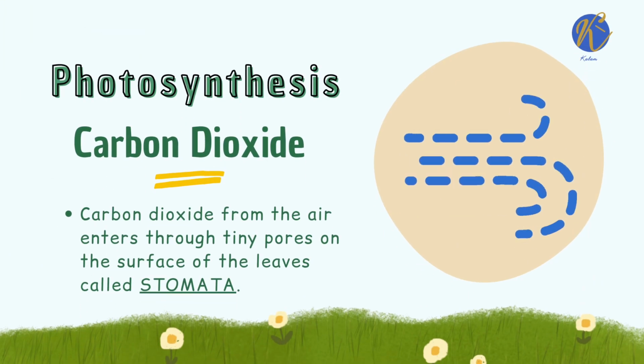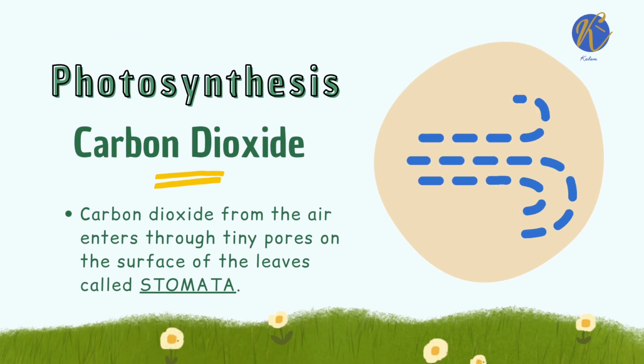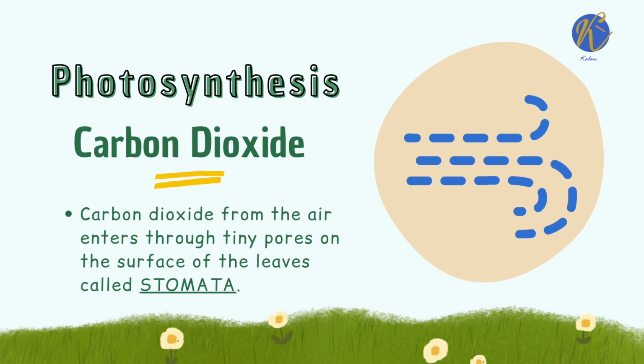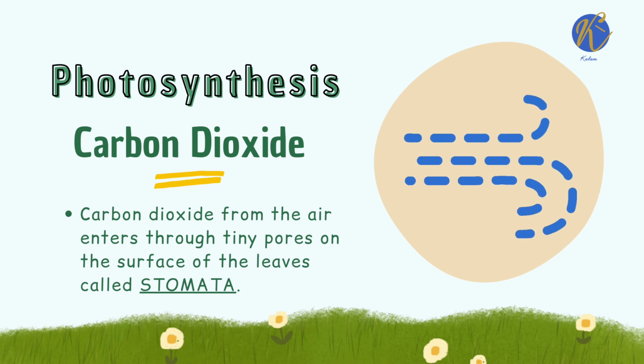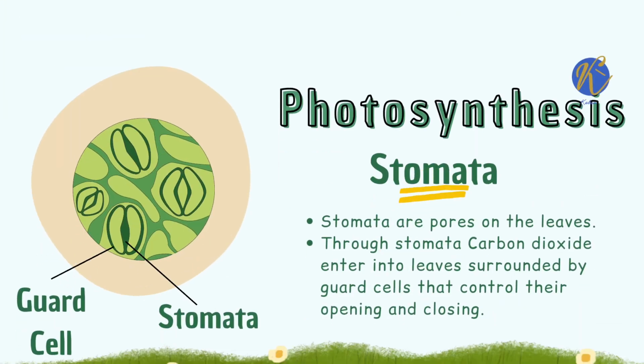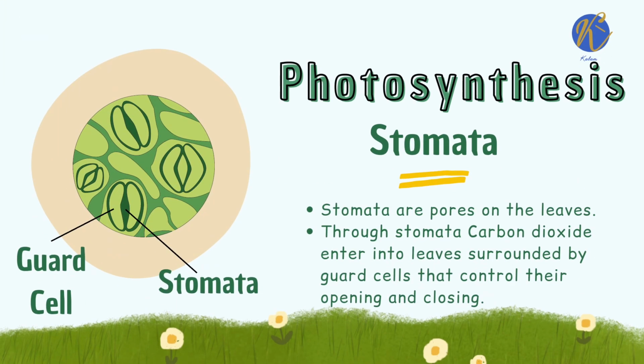You all have some knowledge about gas, and especially carbon dioxide gas. During the photosynthesis process, carbon dioxide from the air enters through tiny pores on the surface of the leaves called stomata. Stomata are pores on the leaves. We can see the small dark green pore in the picture, that is called stomata. Through stomata, carbon dioxide enters into leaves.